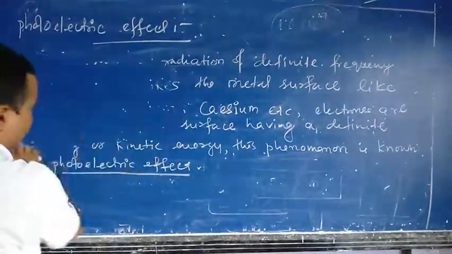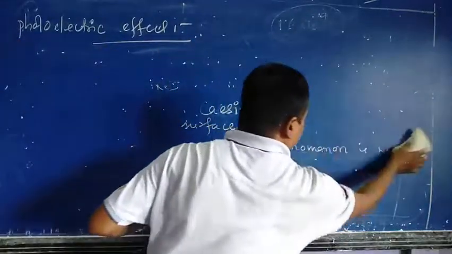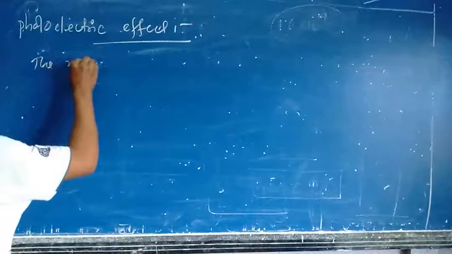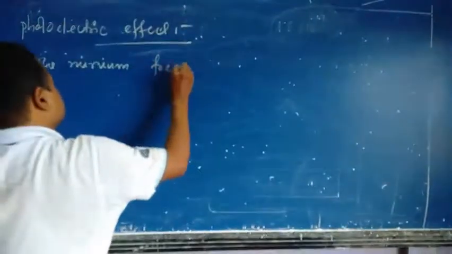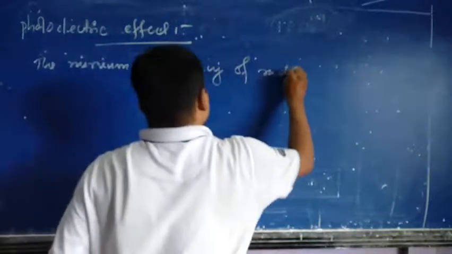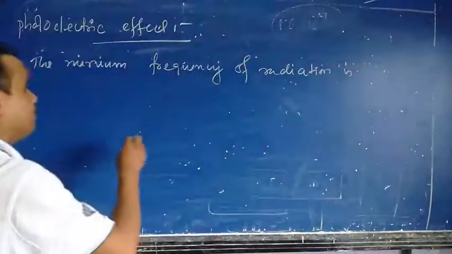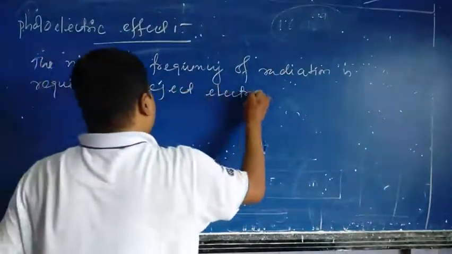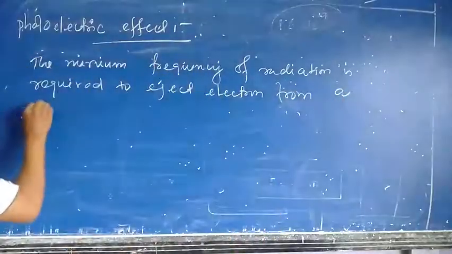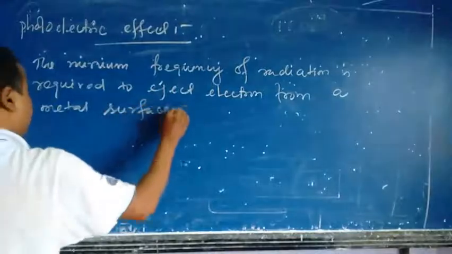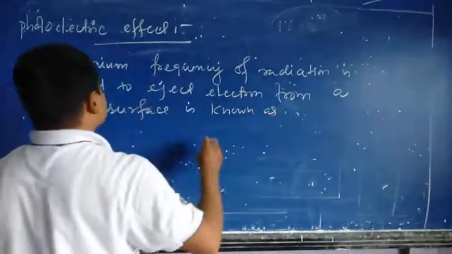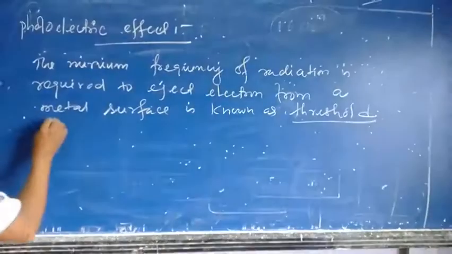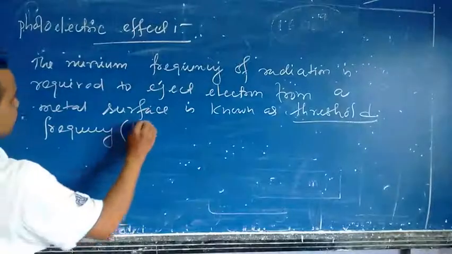Threshold frequency is very important for you. So what is threshold frequency? The minimum frequency of radiation required to eject an electron from a metal surface is known as threshold frequency. Threshold frequency is denoted by nu naught.